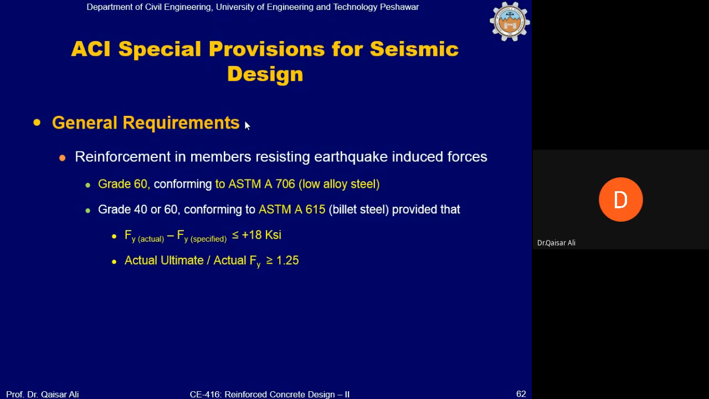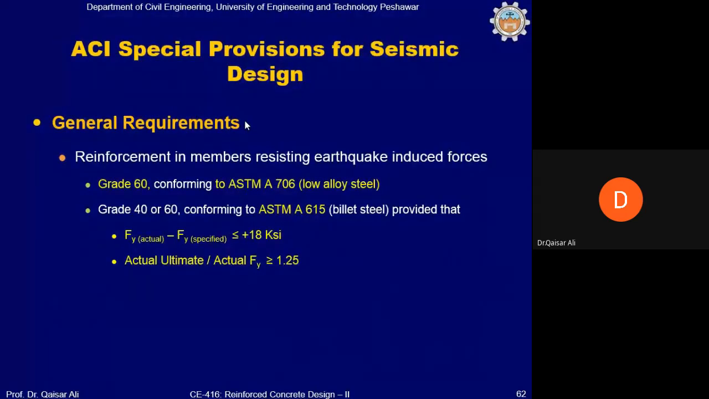In Pakistan, very few factories have started production of ASTM A706. Historically, only ASTM A615 has been used in Pakistan and also all around the world. ASTM A706 is only used in special projects like nuclear power plants, water retaining structures, and so on. But only very recently, a few factories have started the production of ASTM A706. Generally, the steel that you see in the market is ASTM A615. It is not ASTM A706.